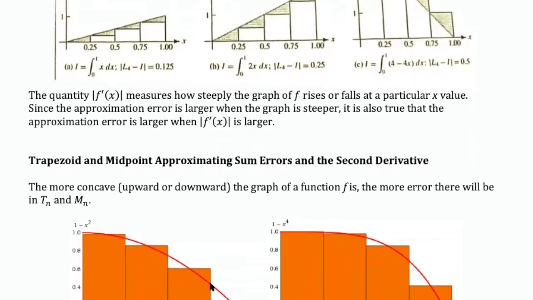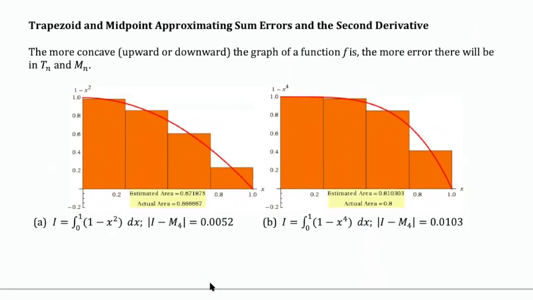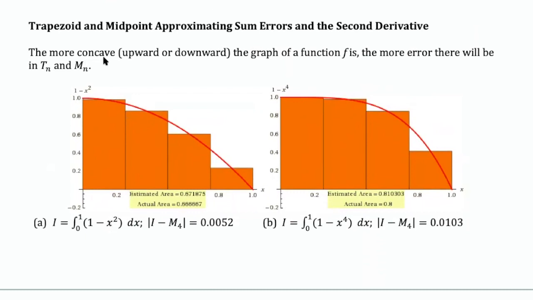The situation is similar when we talk about trapezoid and midpoint approximating sum errors and the second derivative. Because concavity, you should be familiar with the fact that the first derivative tells you if a function's increasing or decreasing. The second derivative talks to you about the concavity. And the more concave up or down the graph of a function is, the more error there's going to be.